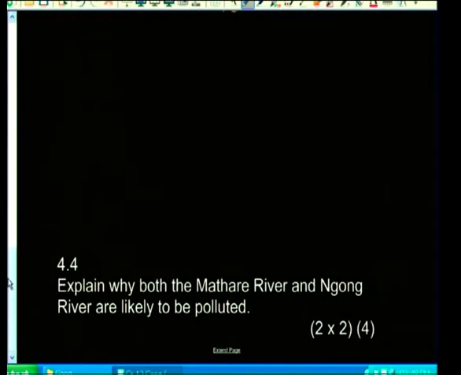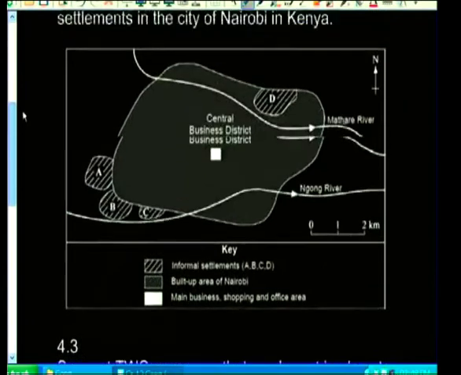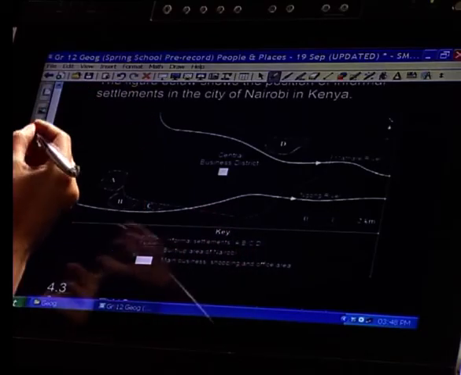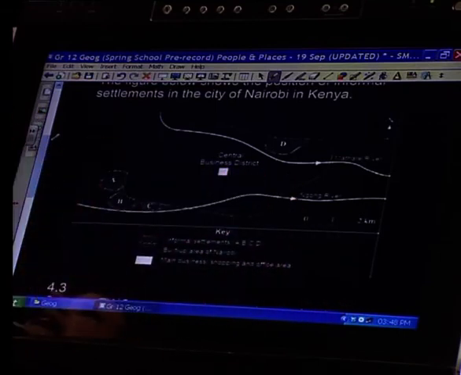Our 4th question, explain why both the Mathare River and the Ngong River are likely to be polluted. Well, we've spoken about it before. These informal settlements are located along those rivers, and because they do not have access to basic services like running water, they make use of the rivers in order to do their washing, their daily hygiene, those types of activities. And obviously, as a result of that, pollution in those rivers is going to be on the increase.